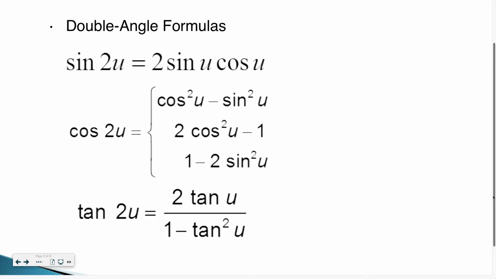Cosine of 2u has 3 different ways you can write it. Because of the Pythagorean identity, we could rearrange it. So for that one, we're going to just pick whichever one is best for us to use.